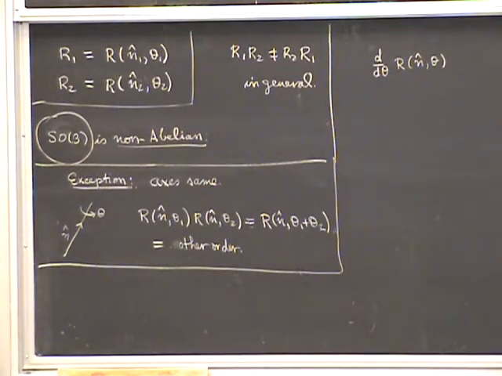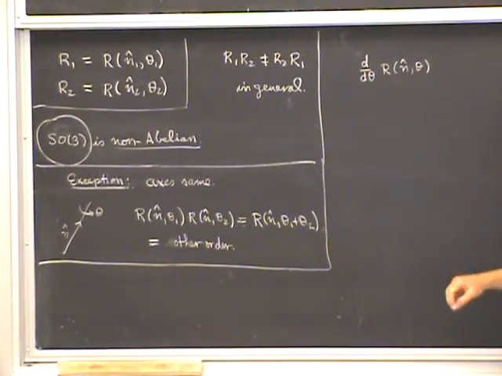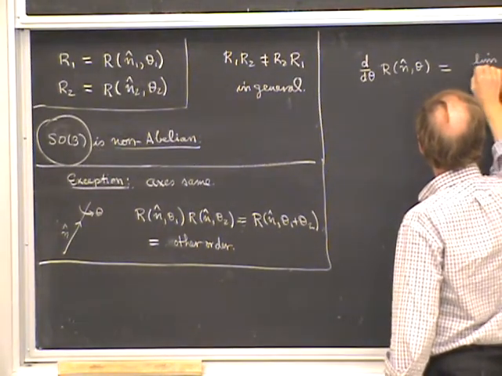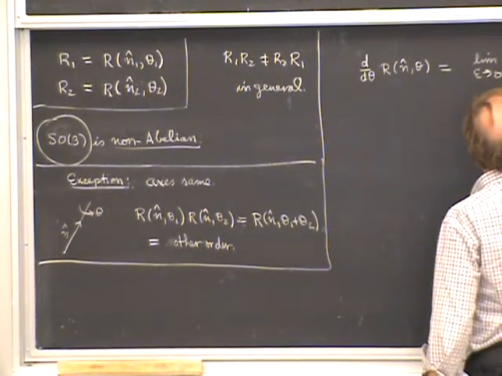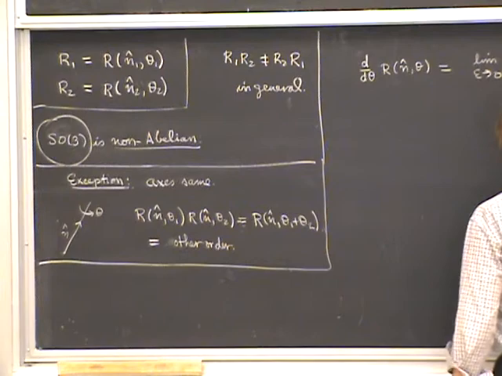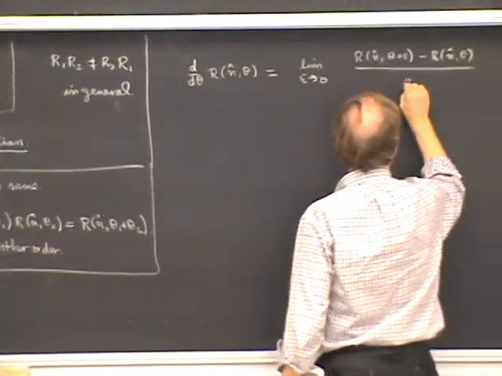Now, using that fact, I can work out a useful expression for the derivative of a rotation matrix of axis angle form. It's actually pretty easy. So write this using the definition of the derivative. It's a limit as epsilon goes to 0 of R(n hat, theta plus epsilon) minus R(n hat, theta), divided by epsilon.